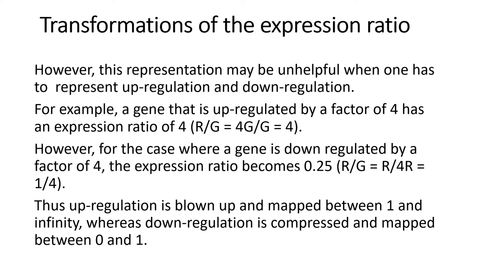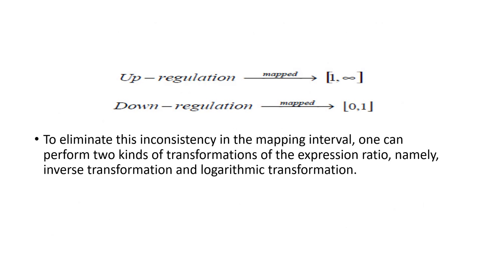Thus the upregulation is blown up and mapped between 1 and infinity, whereas the downregulation is compressed and mapped between 0 and 1. This is called mapping. Is this useful? Genes showing upregulation are mapped between 1 to infinity, and genes showing downregulation, meaning low expression, are mapped between 0 to 1. Here you can see the inconsistency: the upregulated genes are mapped from 1 to infinity, but the downregulated genes are mapped to 0 to 1.